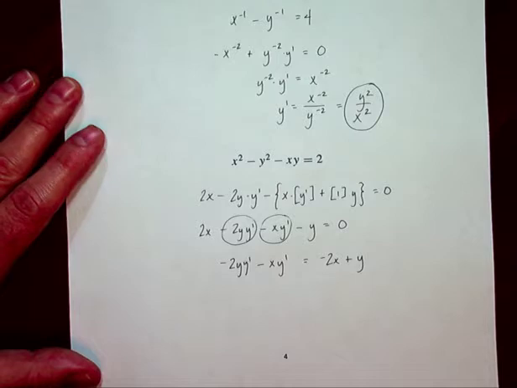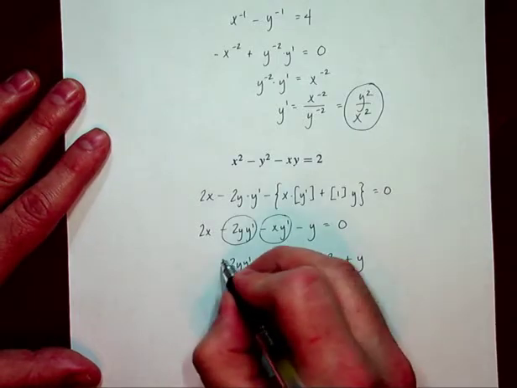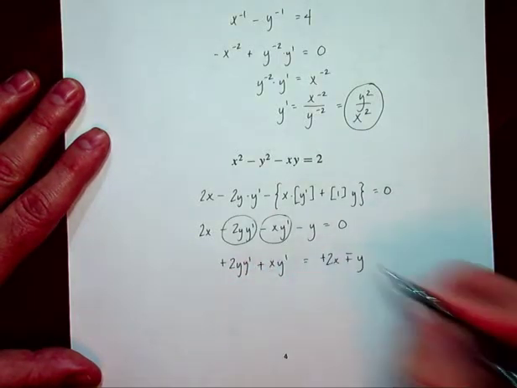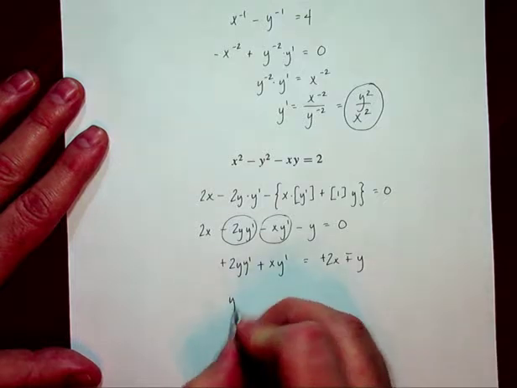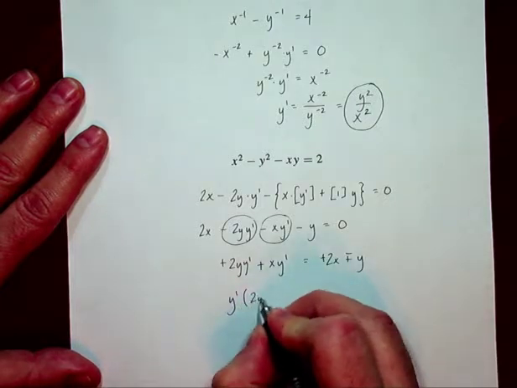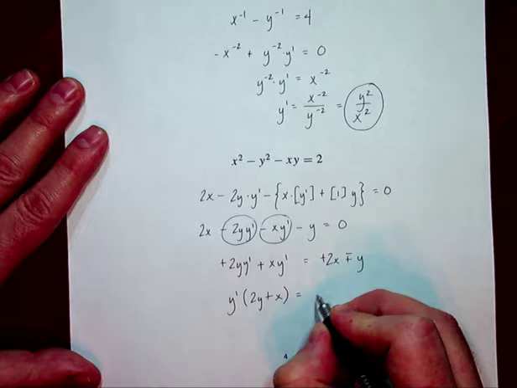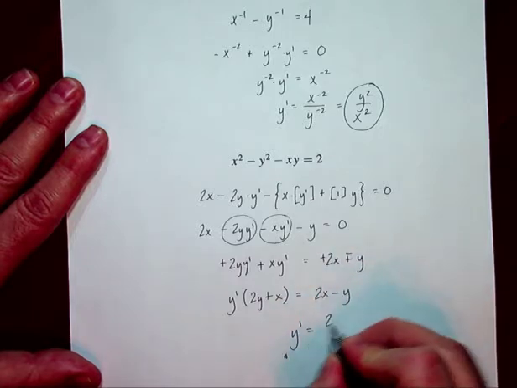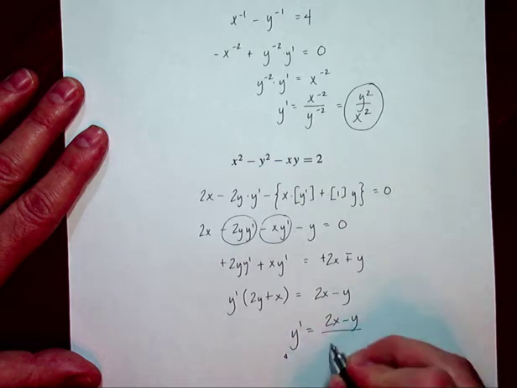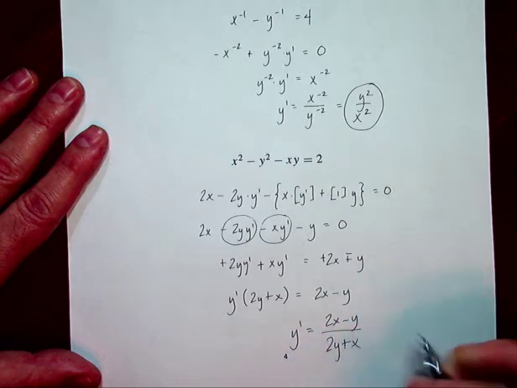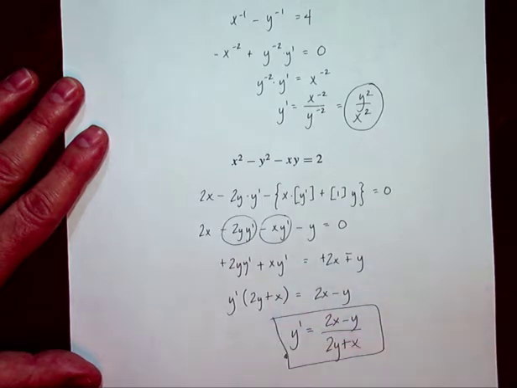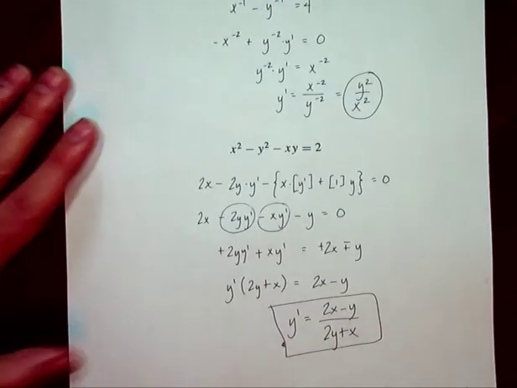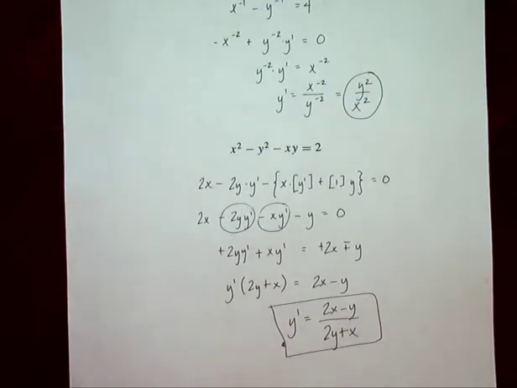Well, I don't like the negatives, so let's go ahead and multiply through by a negative. Factor the y prime out. And my y prime is going to be 2x minus y over 2y plus x. Ta-da! Now, let's go ahead and do one that's a little bit nastier.